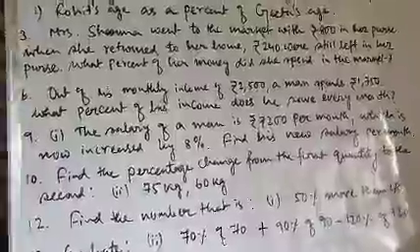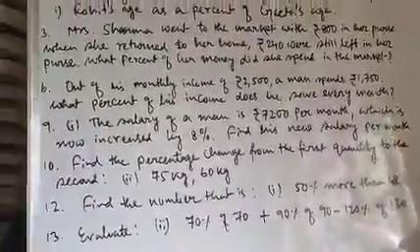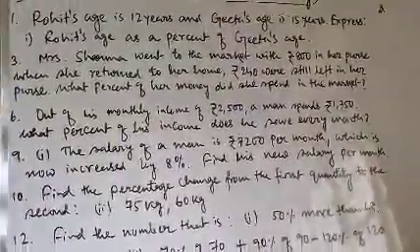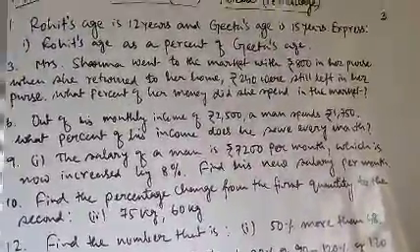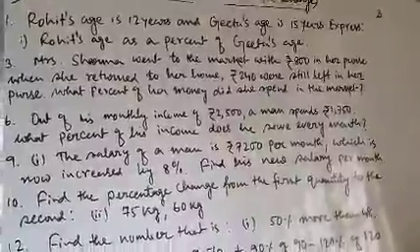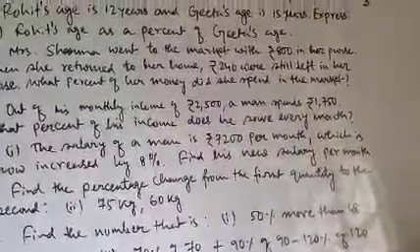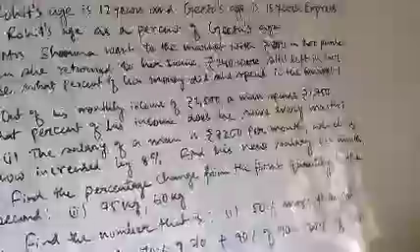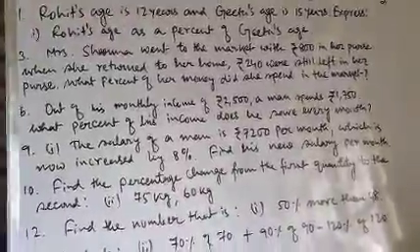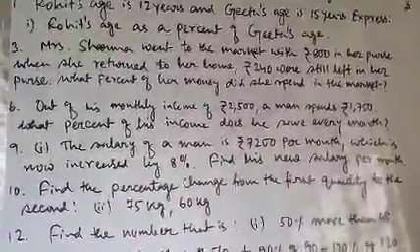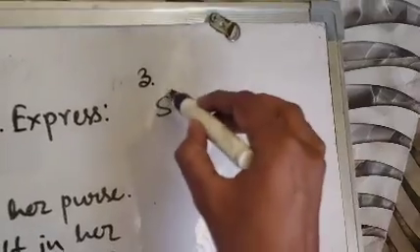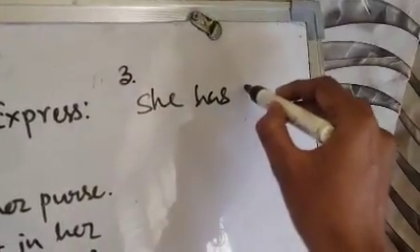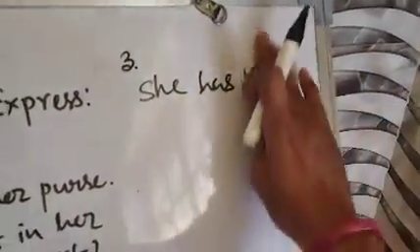So Mrs. Sharma went to market with rupees 800, and when she returned, rupees 240 were still left. That means the remaining amount she spent in the market. So we will subtract rupees 240 from rupees 800, and we will get the amount she used to purchase something in the market, and the answer will be in the percent form, right? So she has rupees 800 in her purse.